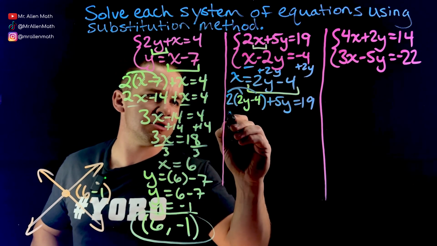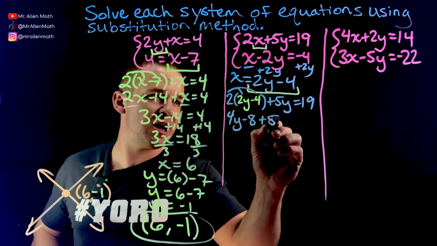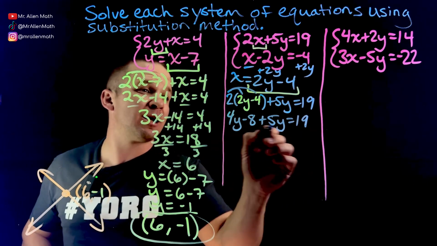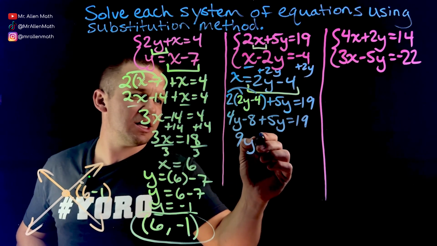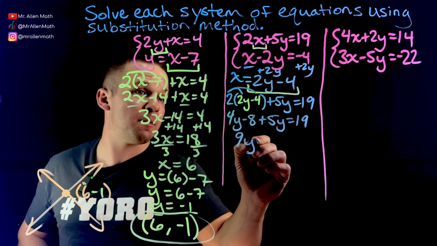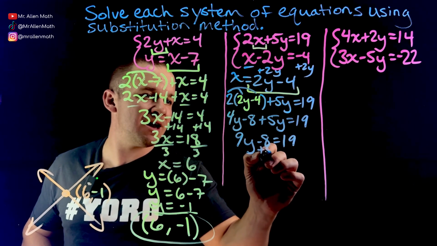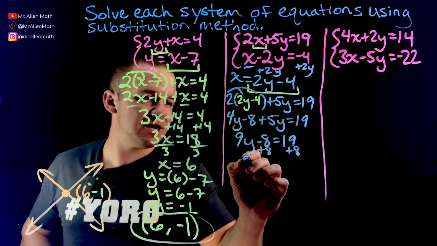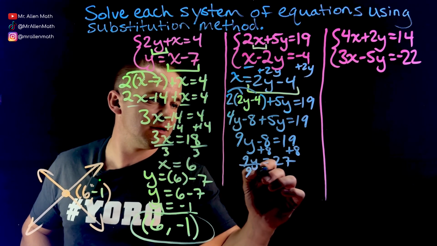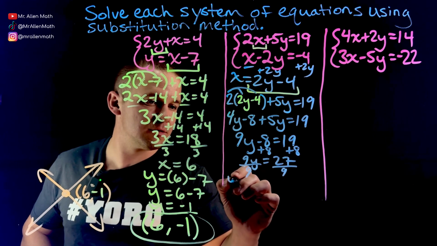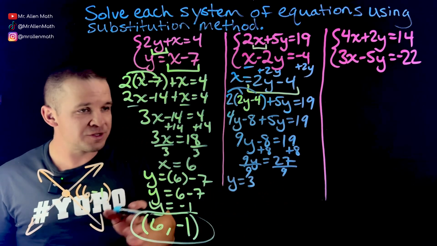I got 2 times 2 is 4y, minus 2 times 4 is 8, plus 5y equals 19. I'm going to combine my like terms. 4y plus 5y is 9y, minus 8 equals 19. Then I'm going to add 8 on both sides, and I get 9y equals 27. Then I'll divide by 9, and I get y equals 3.